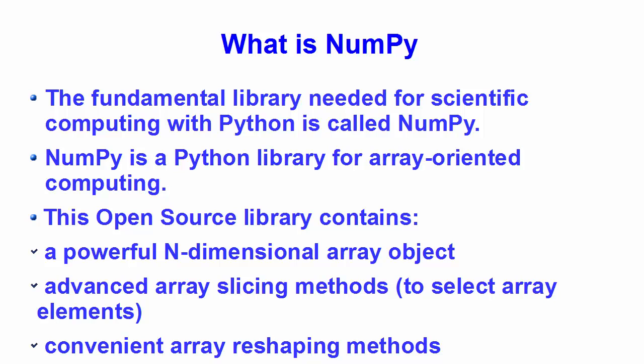Now, as I said, NumPy has a powerful n-dimensional array object. This object is an n-dimensional array of homogeneous data types with many operations being performed in compiled code for performance. So this library gives better performance when you use it with array-oriented computing.